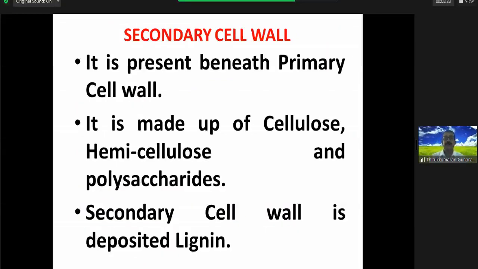Then the secondary cell wall. This forms after the cells have grown. During cell division, the primary cell wall develops, and after that the secondary cell wall forms. Inside the secondary cell wall, lignin is deposited, and the lignin gives the strength. So that's the secondary wall.